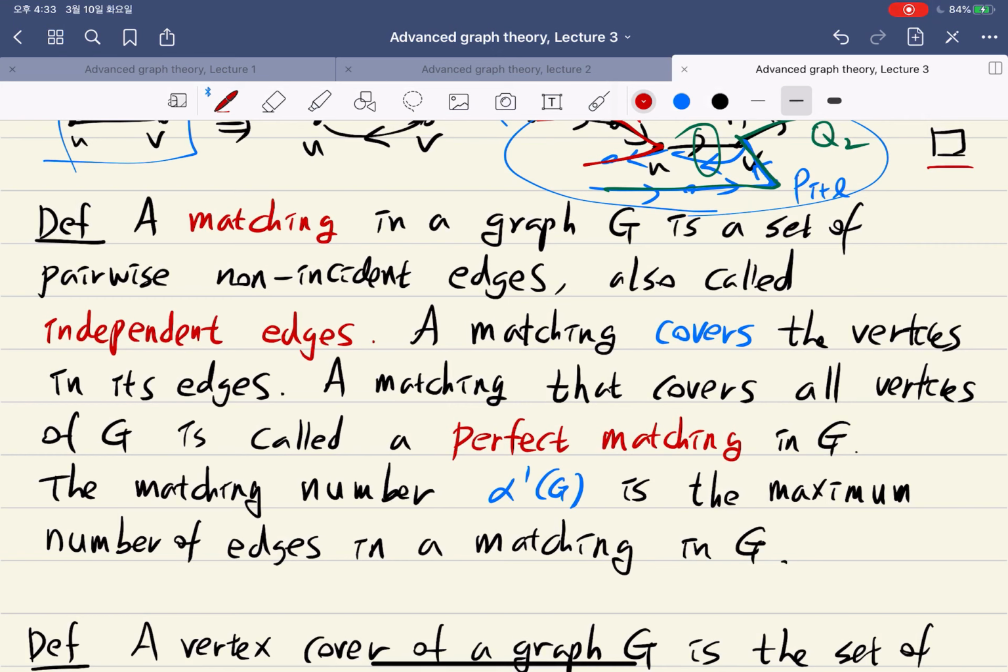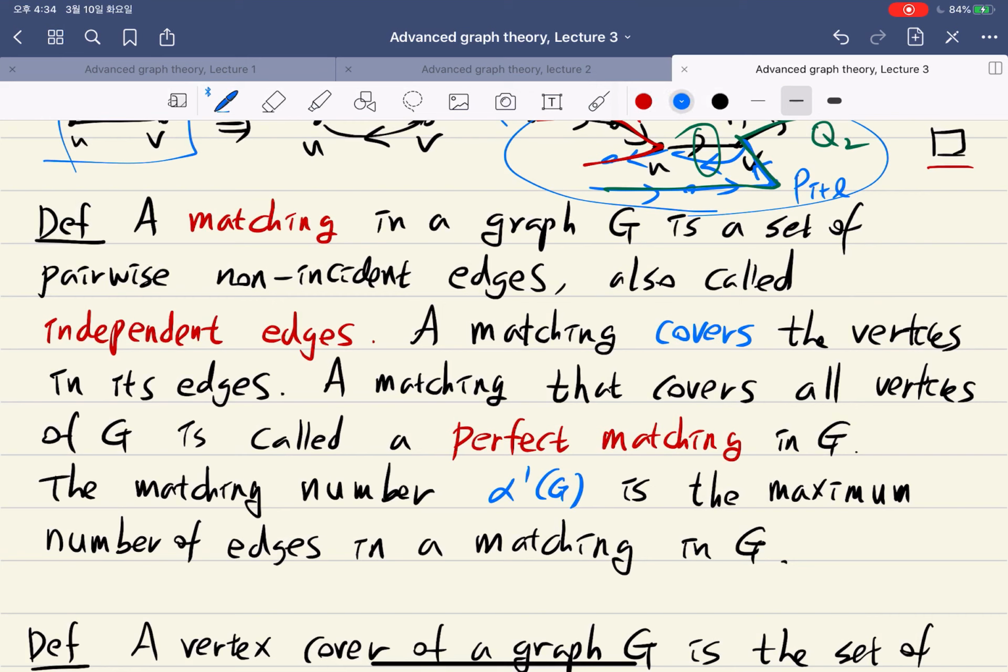And also flow theory can have some other applications in matching theory. Many matching theorems in bipartite matching can be easily proved by using this flow theory. So again, let's briefly recall.